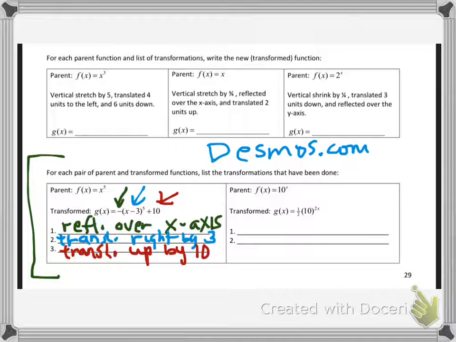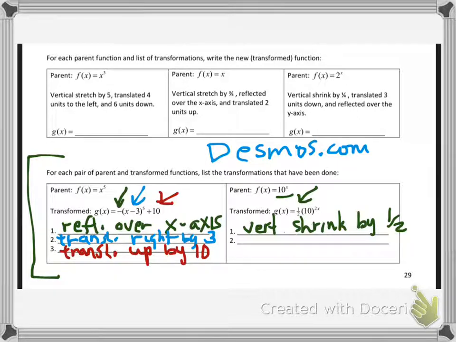For this one, if we start with 10 to the x and we multiply it by 1/2, that multiplies our y by 1/2. That is a vertical shrink by 1/2. Whenever it's less than 1, you know it's a shrink.